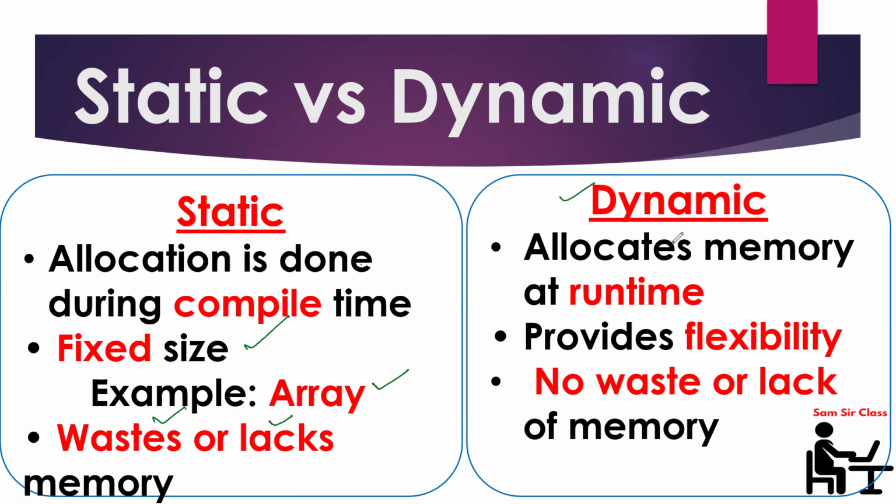So the solution is dynamic memory allocation, because you are not fixing the memory during the compilation time. You are giving the space during the execution time. Also, you are providing the flexibility. That means you can allocate and deallocate during the execution of the program. As per your requirement, your memory will be allocated. So if you go with this solution, definitely there will be no wastage of memory or lack of memory. Why? Because as per my requirement, my memory will be allocated.